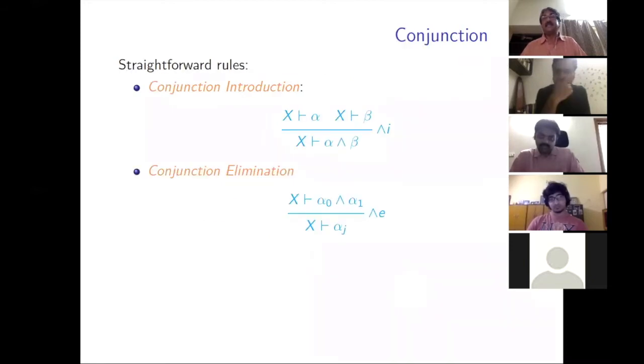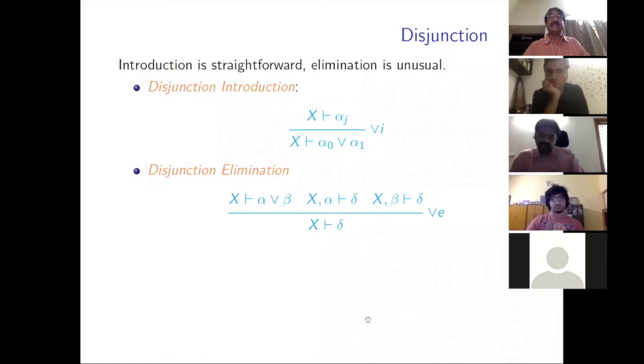Then conjunction, these are the natural rules that you think of. If you have derived alpha, and if you have derived beta, you can derive alpha and beta. On the other hand, conjunction elimination is if you have derived alpha and beta, you can derive alpha or beta, whichever of them. Disjunction introduction is straightforward. If you have derived alpha, you can weaken it to alpha or beta.